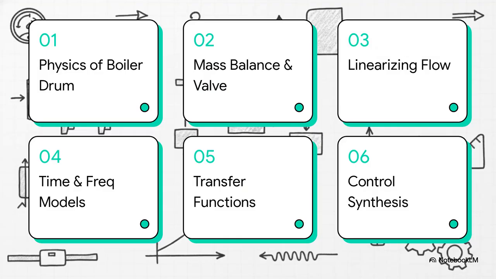So here is our course syllabus for today's explainer. First, we'll look at the physics of the boiler drum. Then, mass balance and valve dynamics. Third, linearizing the flow model. Fourth, time and frequency domain models. Fifth, transfer functions and block diagrams. And finally, number 6, control objectives and synthesis.